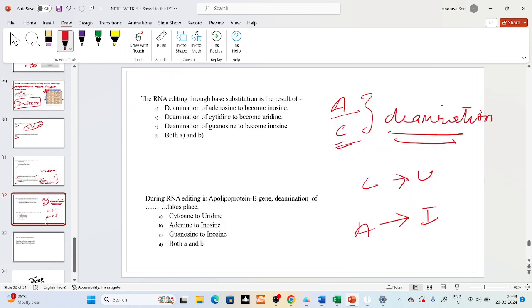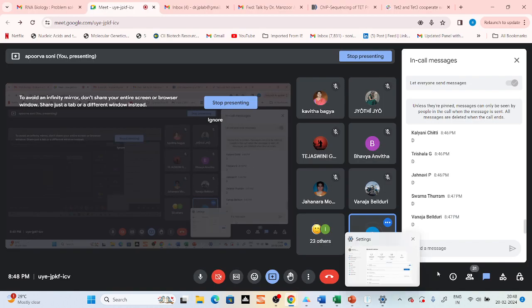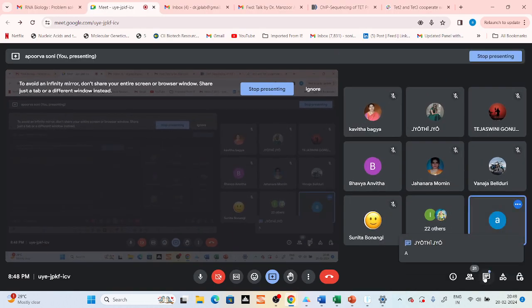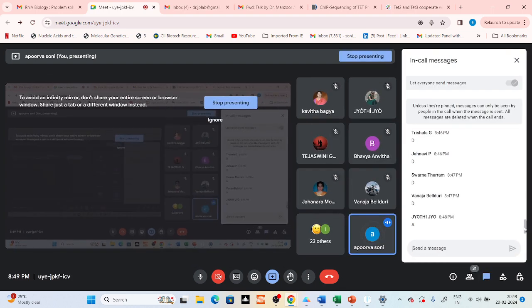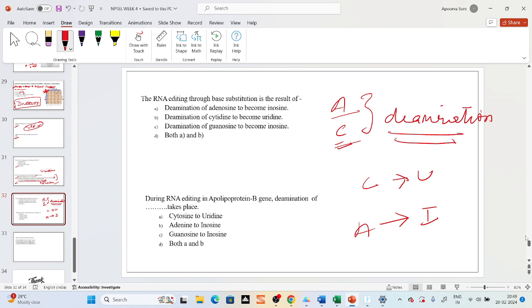Okay. Next question is, during RNA editing in apolipoprotein B gene, deamination of which takes place? You might not know because you haven't studied the example, but just try to answer, then anyways I'm going to tell you the correct answer. Just try to answer the question. Someone has popped up. Okay, sorry. So Jyoti has answered as A. Okay, fine. Let's see what others have to answer. I'll wait for a minute and then I'll switch the screen. Meanwhile, you can think of the answer.